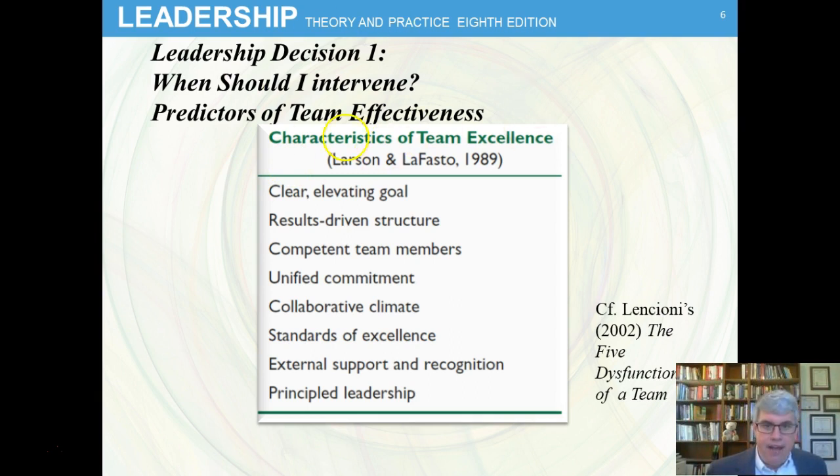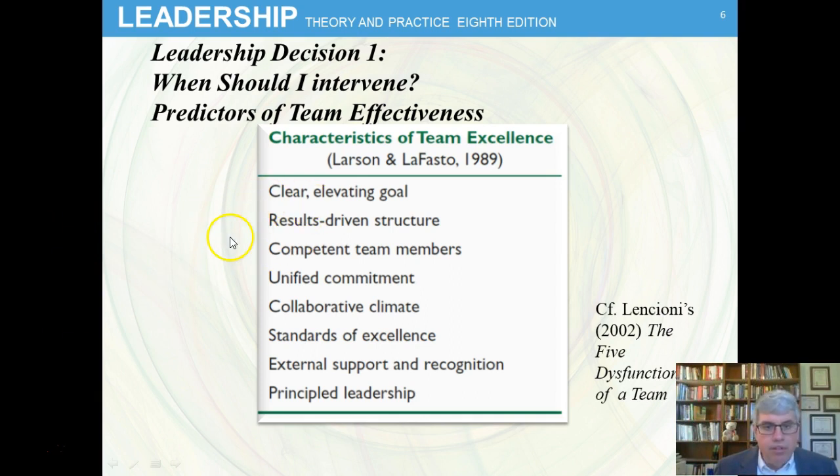Now, what do we have here? We've got a clear, elevating goal. Teams need to know what they're doing, and they need to be elevating, uplifting, encouraging, something that people can get behind. And so team leadership, either the team leader or the team members, need to make it clear that there is this good goal that we're working for.